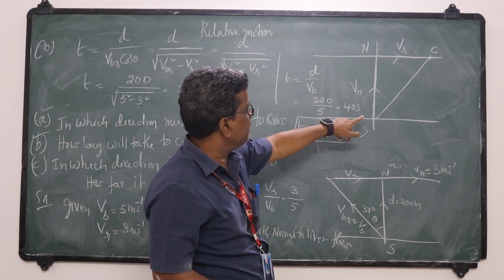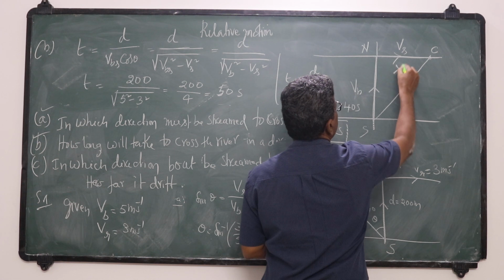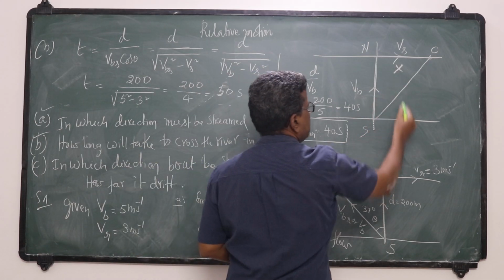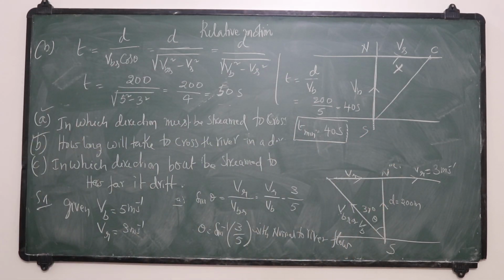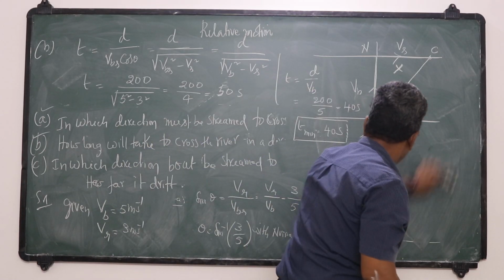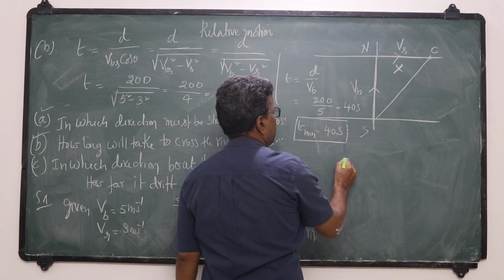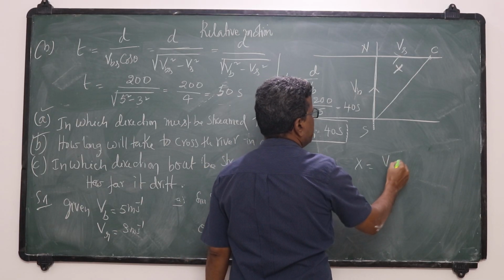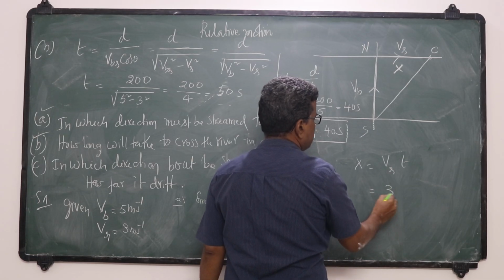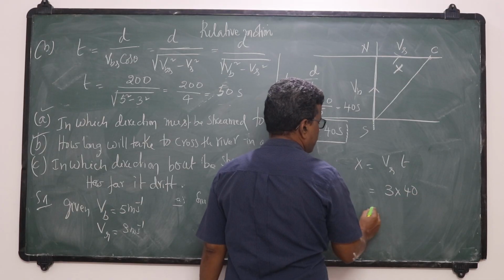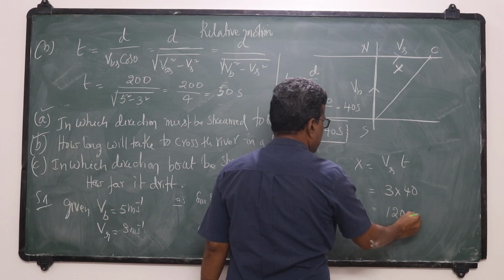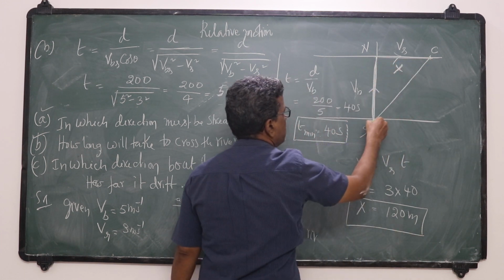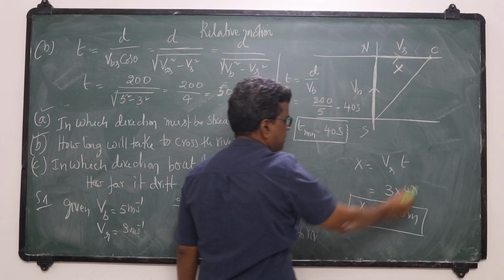How far will it be drifted? We want this x, at the minimum time. So this is the answer for C. x, the drift, is equal to VR into T. I am using this formula. What is VR? 3. What is the time? 40. That is 3 into 40, 120 meters. So the boat drifted 120 meters. This is 200 meters, this is 120 meters.